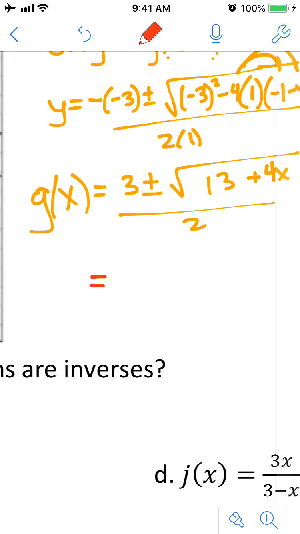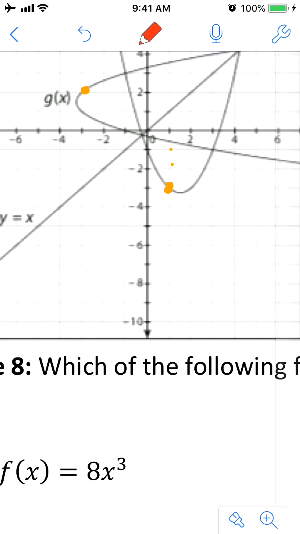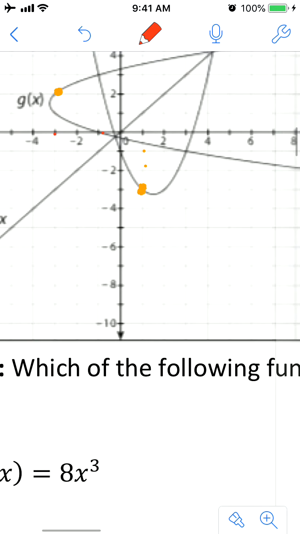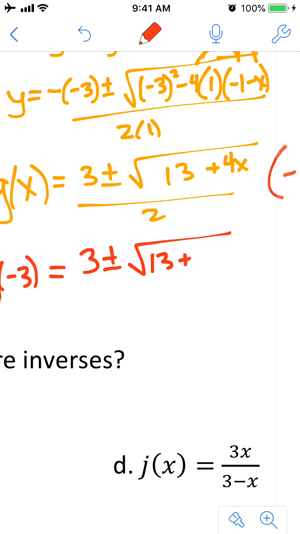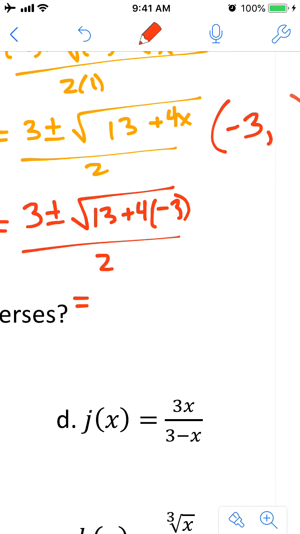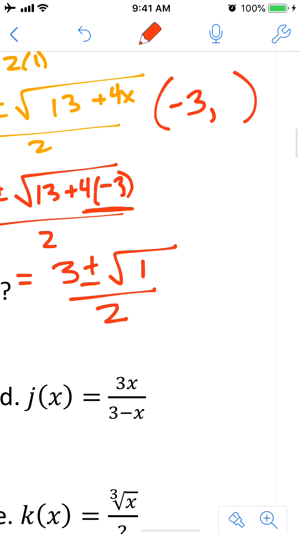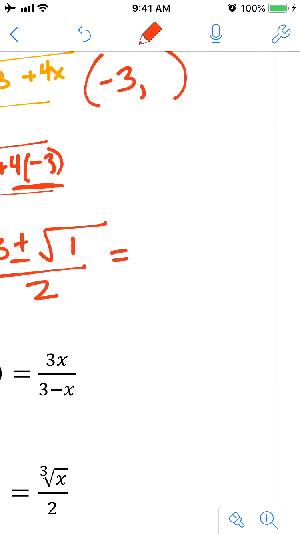So we plug that in, g of negative 3, right? It was back negative 3. Back 1, 2, 3. Good. That's really interesting. And now we change all the x's to negative 3. Okay, solving that a little bit, because that so far doesn't look like 2. We get 3 plus or minus, let's see, 13 minus 12, that's 1, over 2. Square root of 1 is 1.